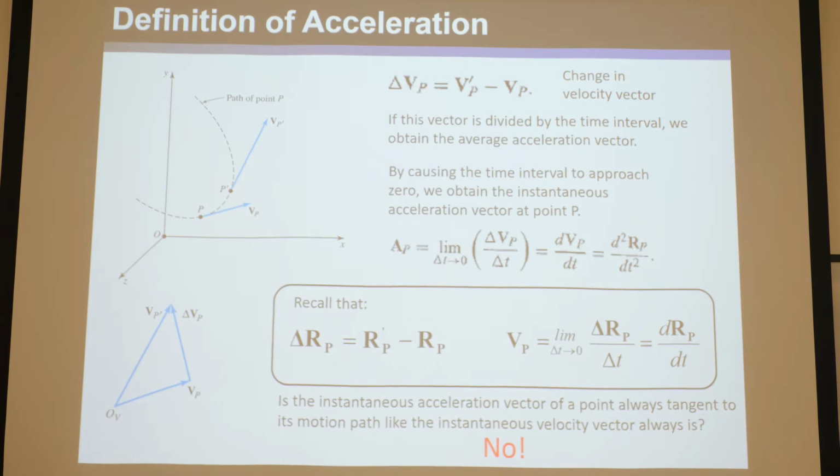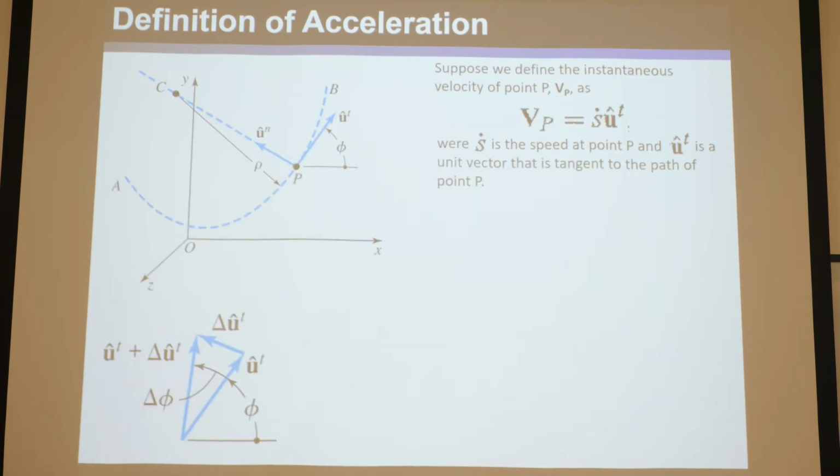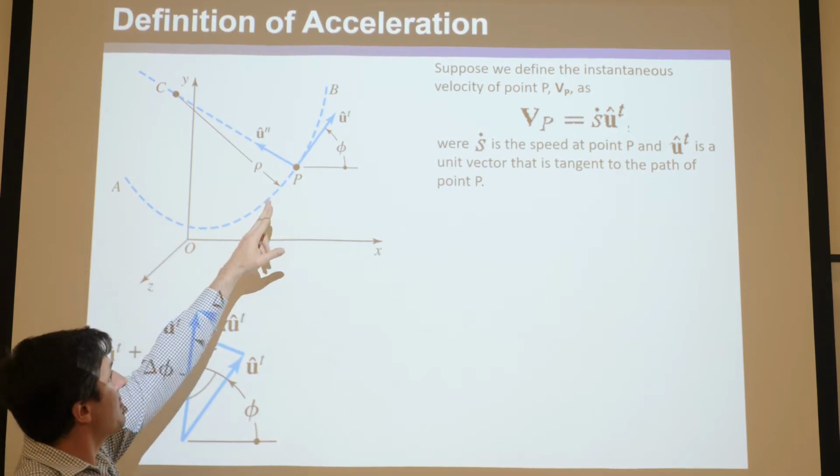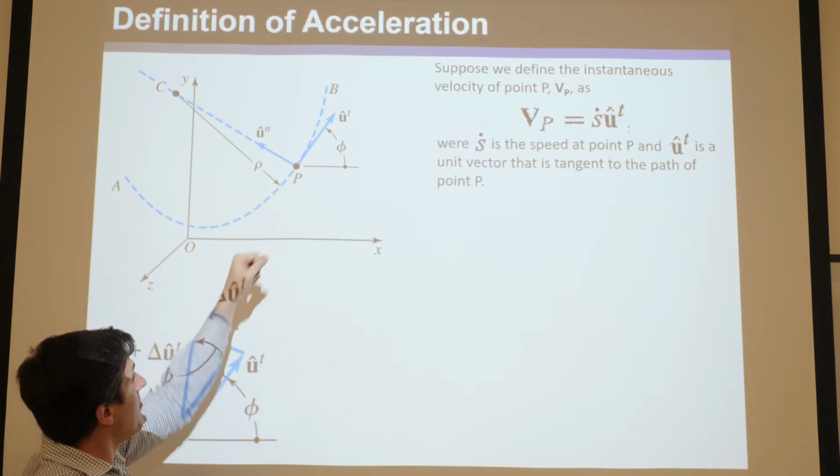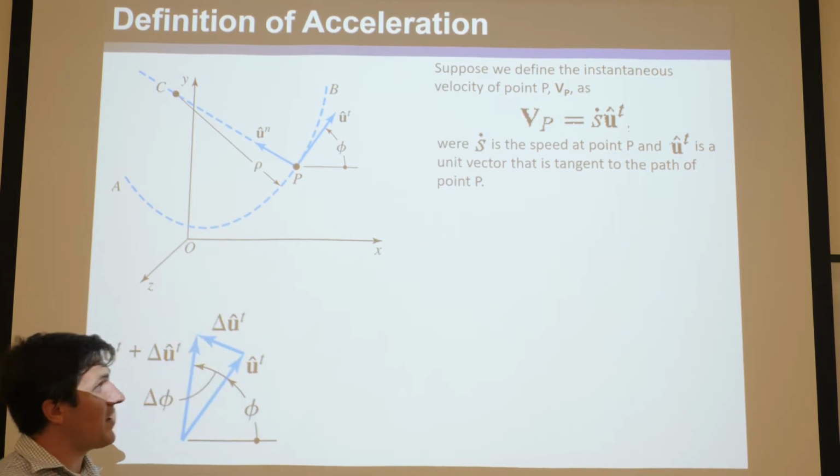Okay, or even is tangent to it, right? Okay, so let's look at the acceleration of a point in a different way. Say this is the path it's traversing, and you've got the point P there, and we're going to define two unit vectors.